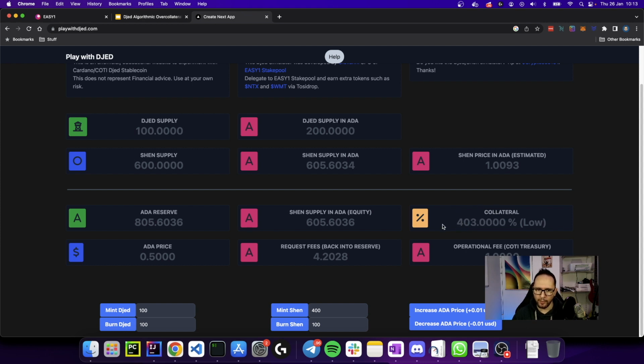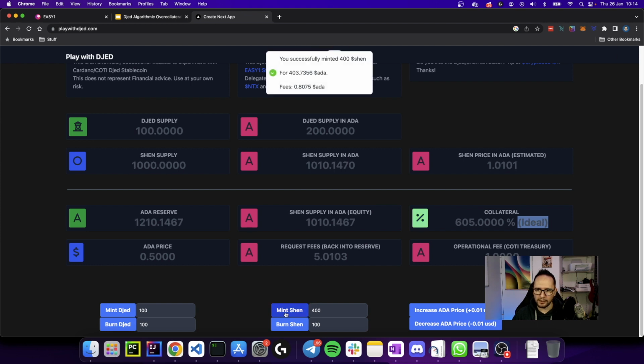Obviously we started very tight, and we started minting Djed as soon as there was enough collateral around. I'm saying here that the collateral is kind of low because we are on the lower bound. If I keep minting, I don't know, another 400 Shen, you can see that this thing skyrockets to 600%. Again, summary of the expenses. And then from orange it turns green, where basically we are at an ideal collateral.